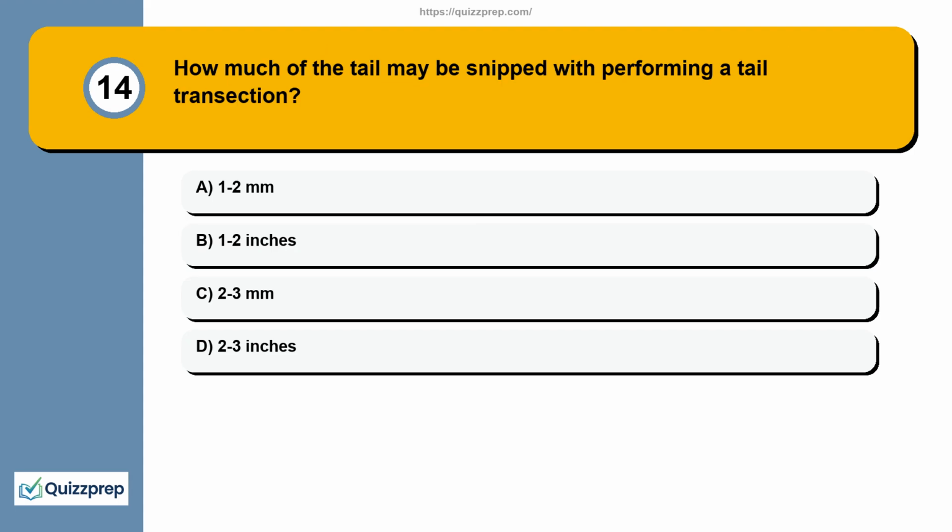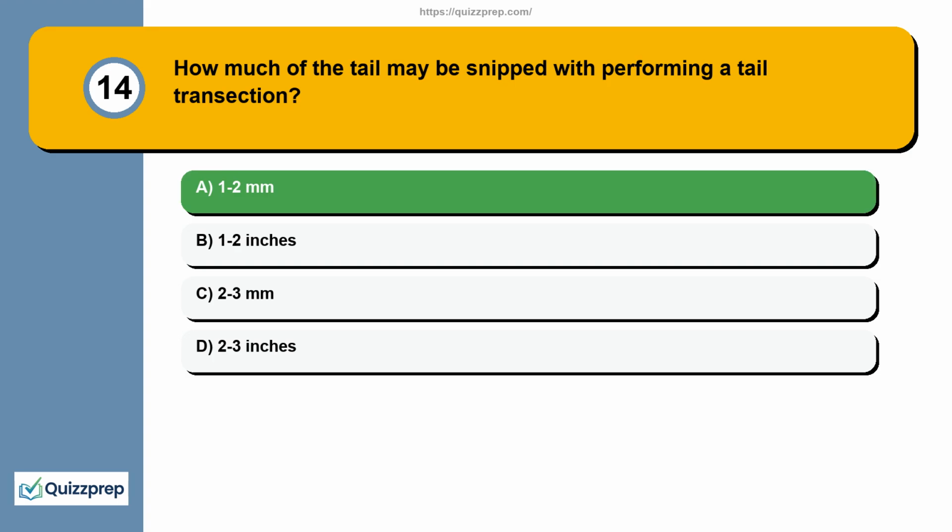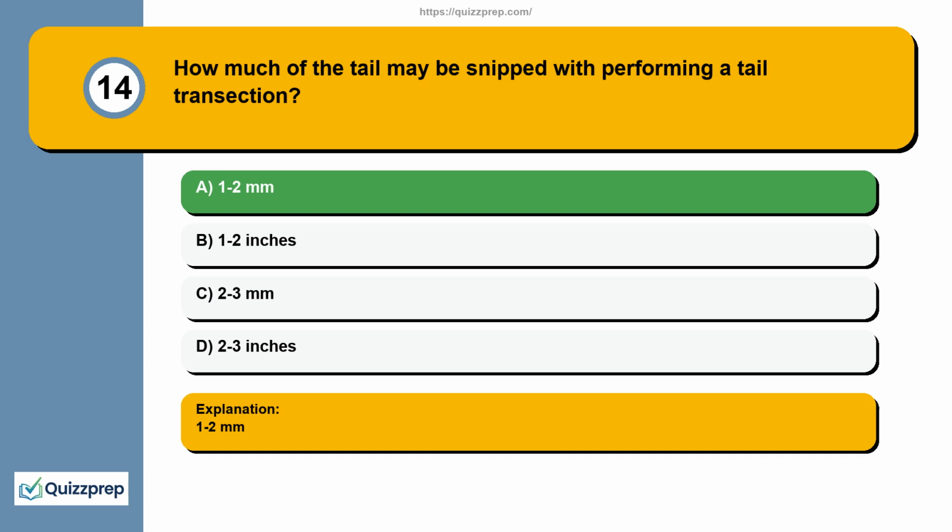Question 14. How much of the tail may be snipped when performing a tail transection? Option A 1 to 2 millimeters. Option B 1 to 2 inches. Option C 2 to 3 millimeters. Option D 2 to 3 inches. The correct answer is option A, 1 to 2 millimeters.